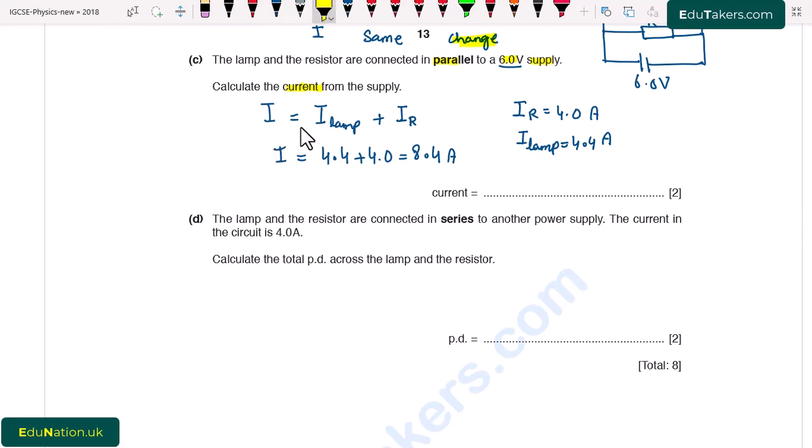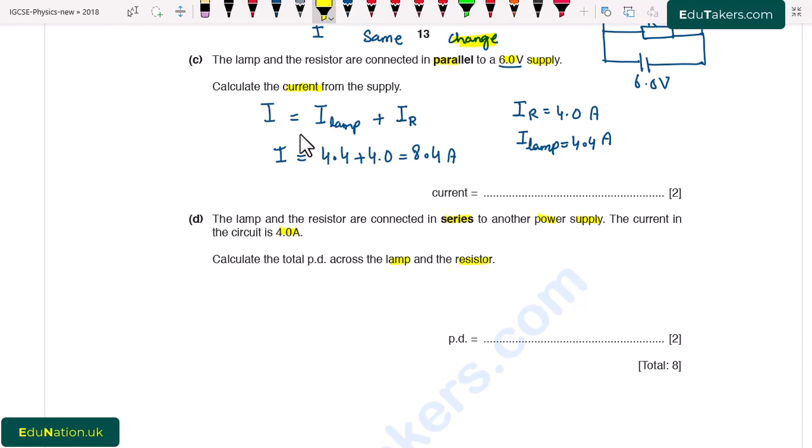Part D. The lamp and the resistors are connected in series to another power supply. Now both of these are connected in series. The current in the circuit is 4.0 ampere. Calculate the total potential difference across the lamp and resistor. Here we have to find out the value of potential difference.